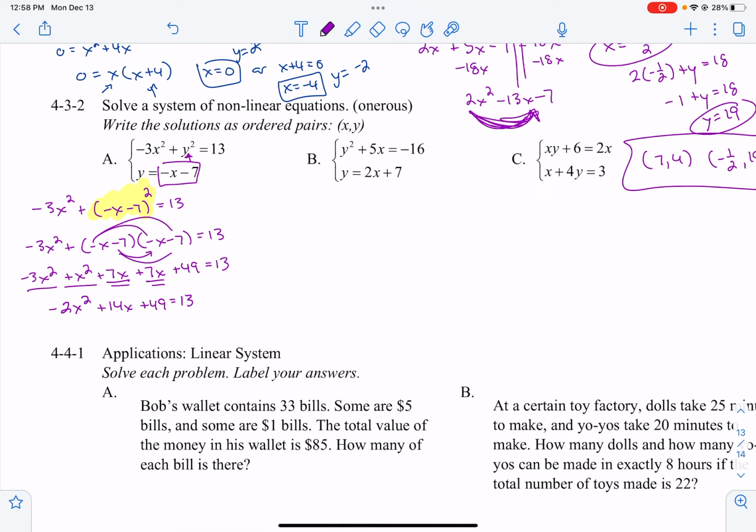Now, a lot of you are going to want to move the 13 over. The problem is I have a negative 2x squared. I don't like having a negative 2x squared. So we're going to actually add 2x squared to both sides, and we are going to minus 14x from both sides, and we are going to minus 49 from both sides. So I end up with 0 equals 2x squared minus 14x minus 36.